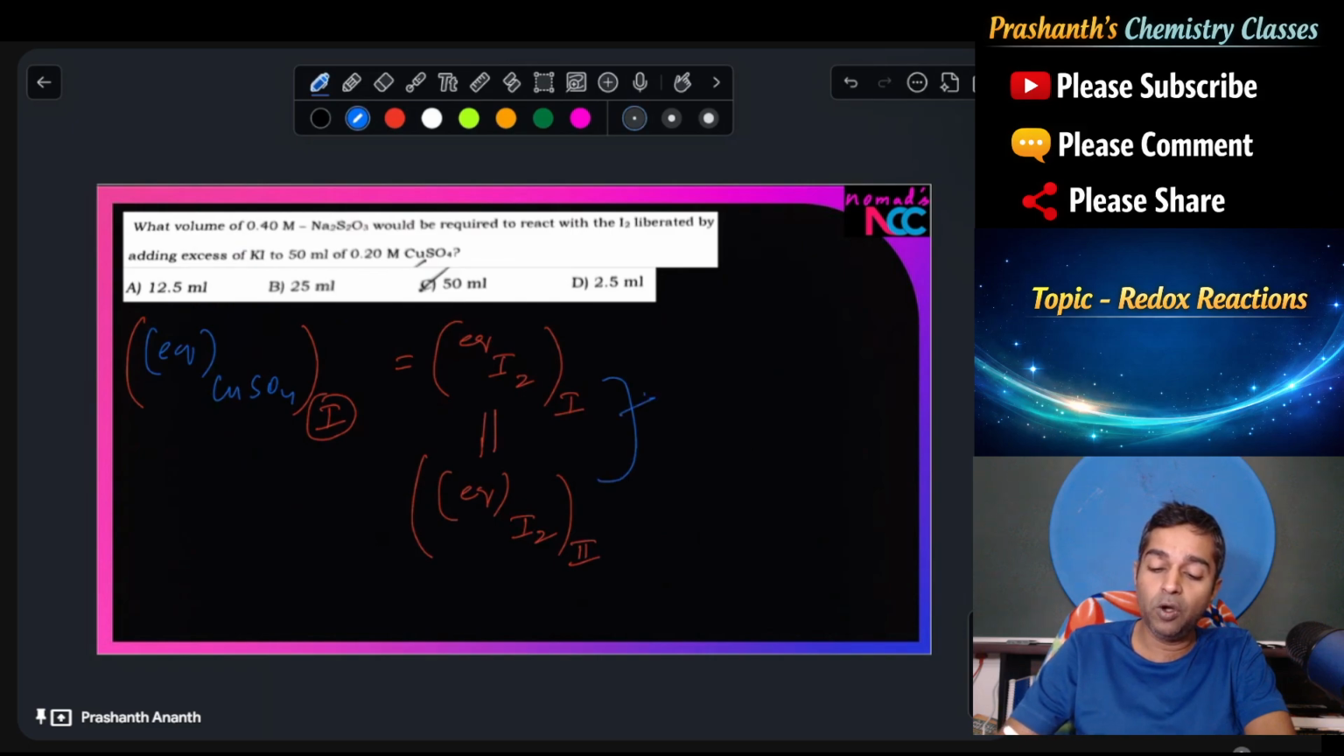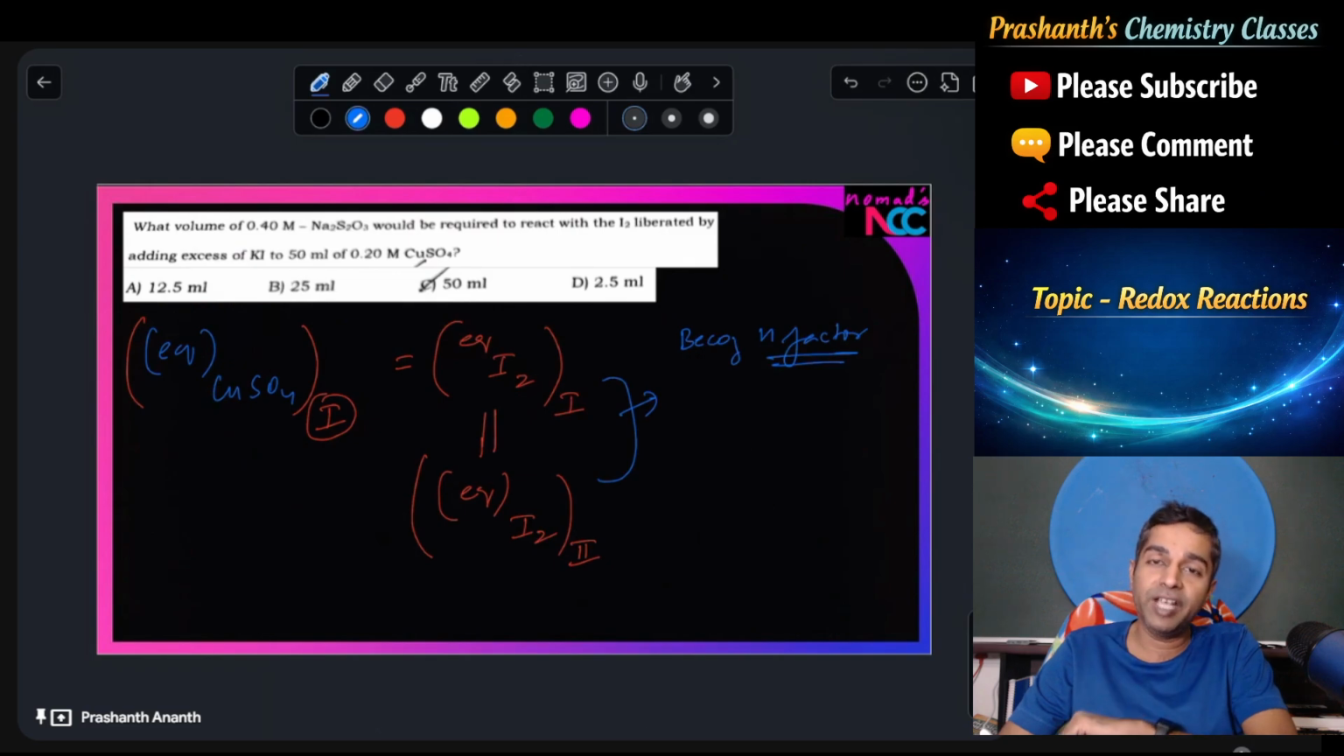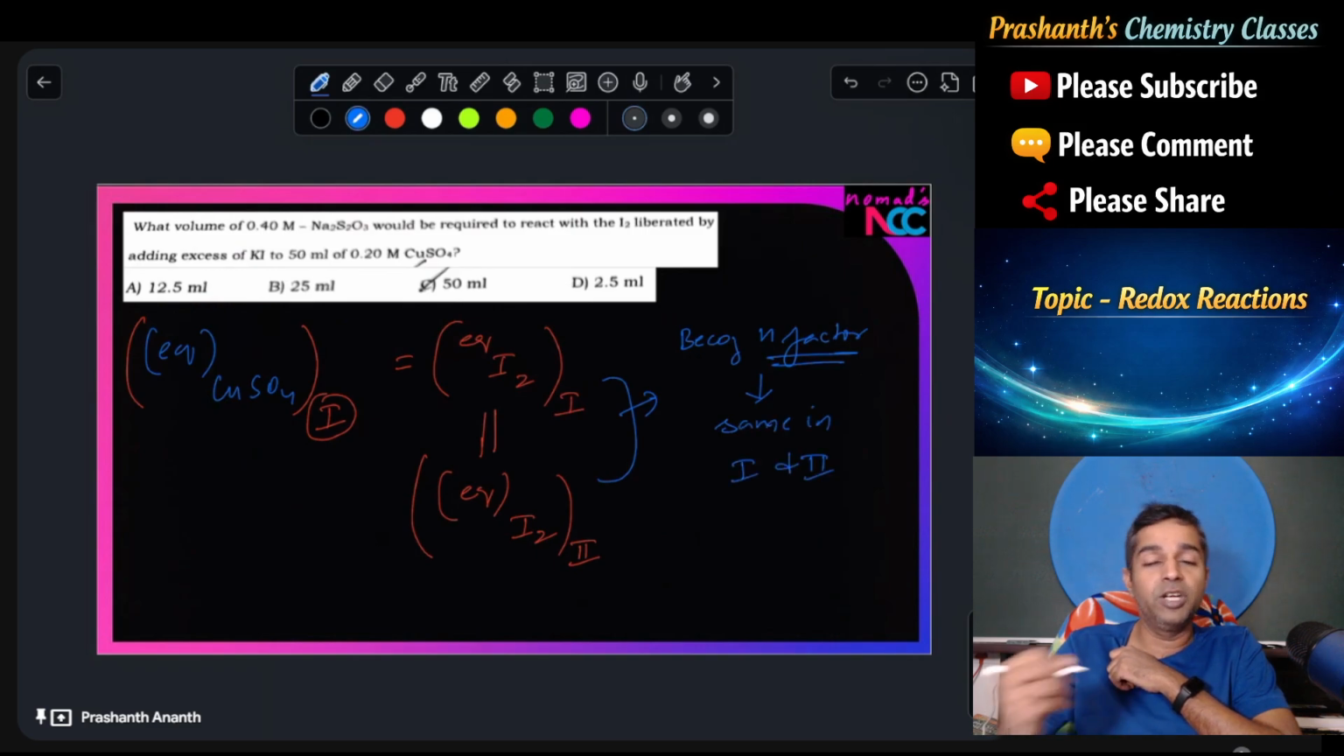What is N factor here? N factor is the number of electrons involved in the particular change we are considering, per mole of I2. So when I look at the N factor of I2, it depends on the number of electrons transferred. In both cases, 2 electrons are transferred for every mole of I2, both in equation 1 and in equation 2. Why so? The same change is happening. If the same change happens, the N factor is the same, so the N factor is the same in equation 1 and equation number 2.